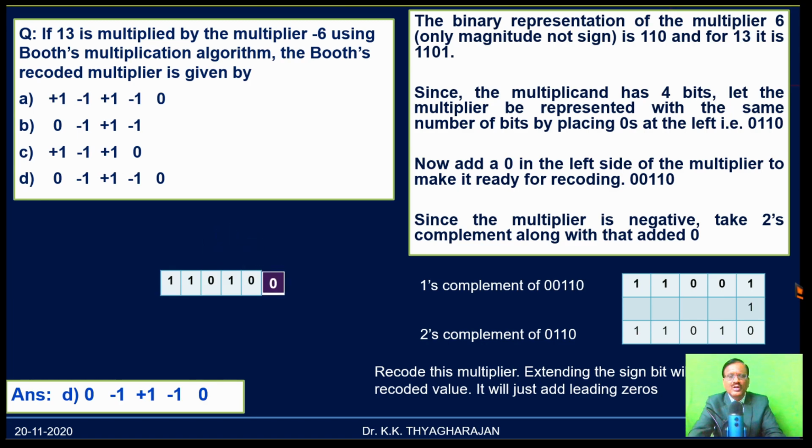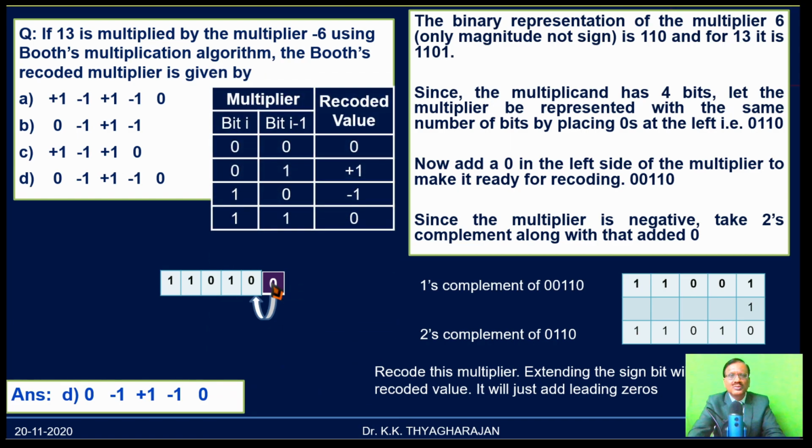You add 0 in the rightmost position. Now you recode. First you recode this bit 0 by combining with this 0. You need the table. You have to remember the table. You are combining these two. The table is here. 0, 0 means the recoded value will be 0. So the recoded value is 0.